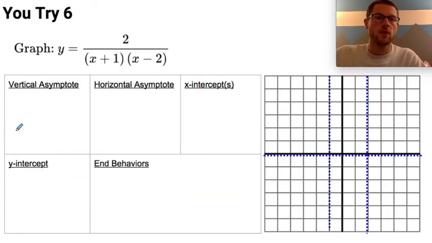So why don't you try this example, kind of similar. I've got two vertical asymptotes. Pause the video, give this one a shot, and see how it goes.